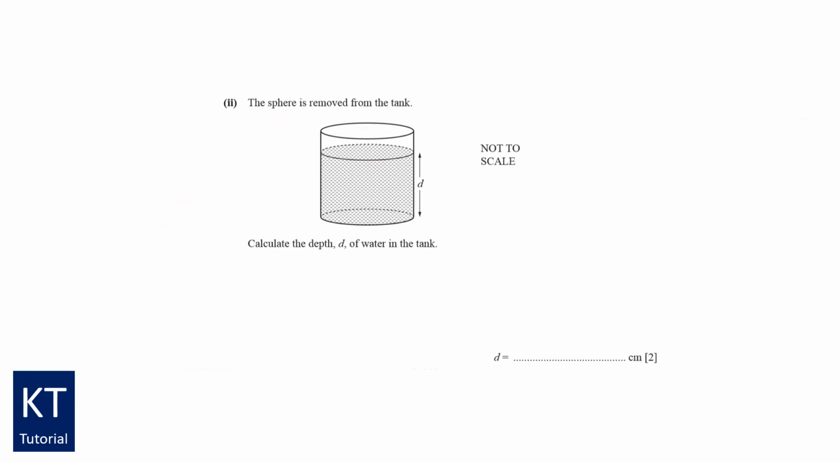Question 10b2. The sphere is removed from the tank. Calculate the depth d of water in the tank. E would be the height of the cylinder when its volume is equated to that of the sphere. The required value of d is 60 minus E.